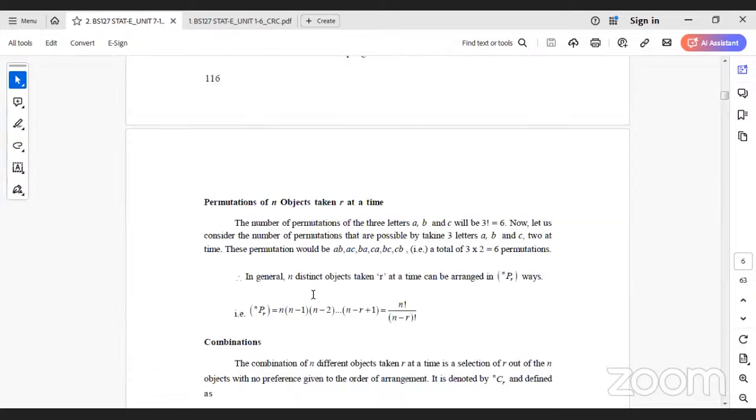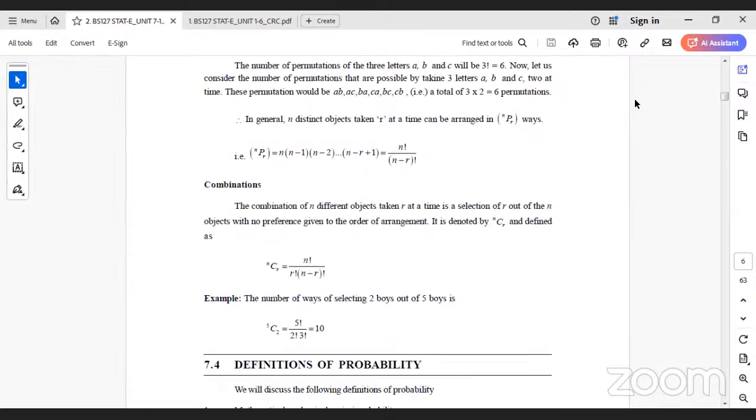The permutations of n objects taken r at a time, we write as nPr. The number of permutations of 3 letters A, B and C is 3 factorial, which is 6. Now let us consider the number of permutations possible by taking the 3 letters A, B and C. The permutations are ABC, ACB, BAC, and so on, 3 into 2 into 1, 6 permutations. So nPr is equal to n into n minus 1, n minus 2, up to n minus r plus 1, which is n factorial by n minus r factorial.